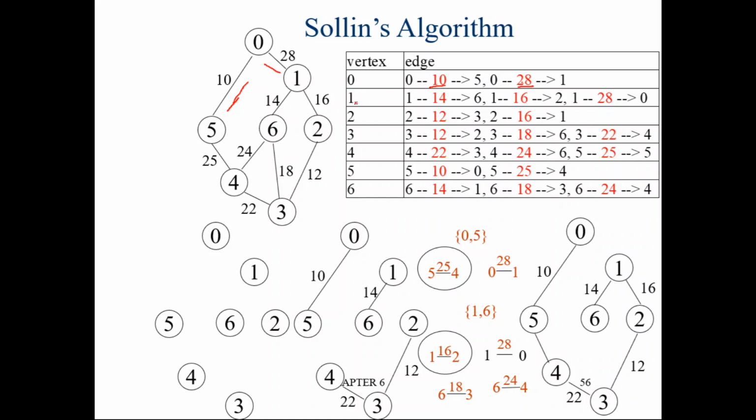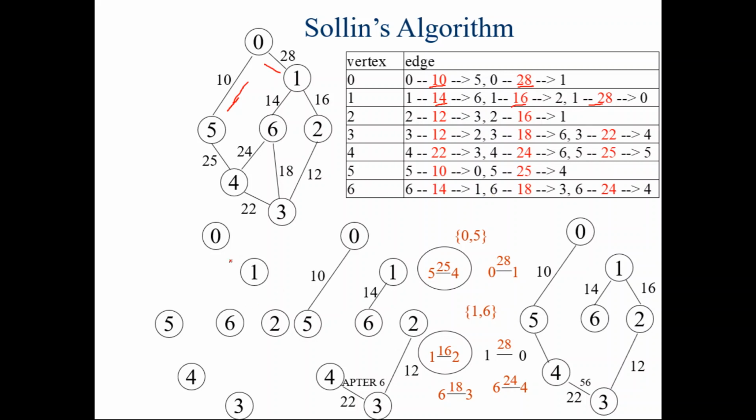From vertex 1 there are 3 edges: to 6, to 2, and to 0, with costs of 14, 16 and 28 respectively. So 1 to 6 costs 14, 1 to 2 costs 16, and 1 to 0 costs 28. On and so forth for all vertices, this table just shows which edges are connected with those vertices and their weights.